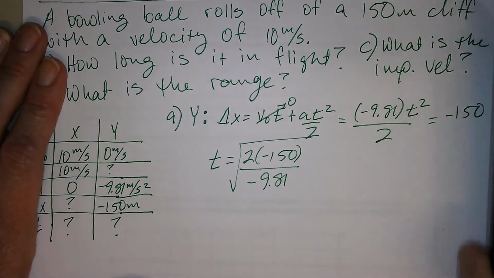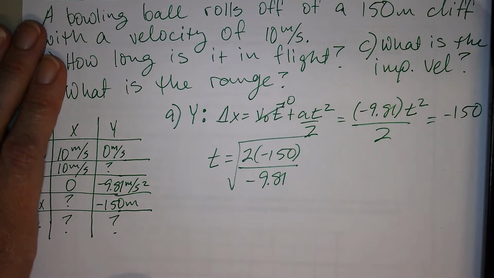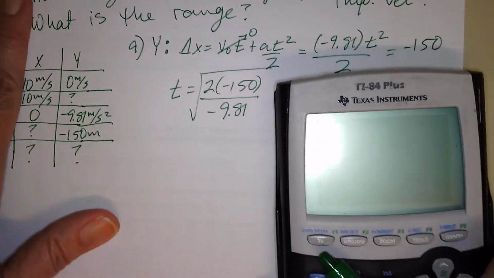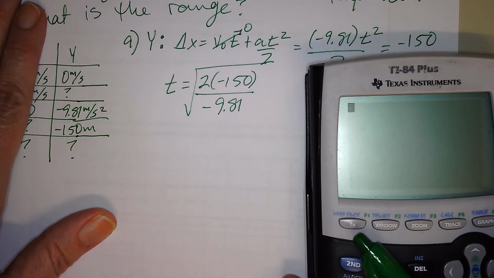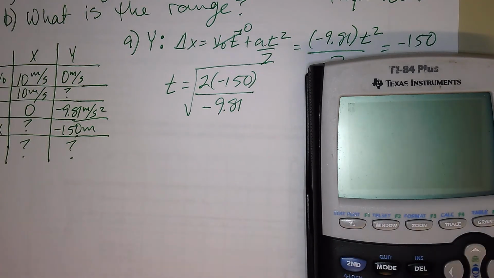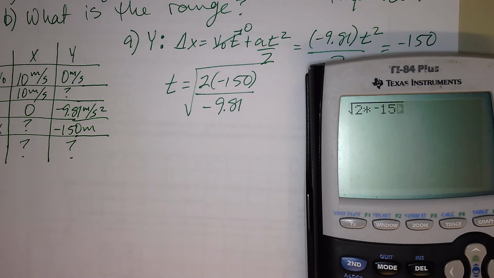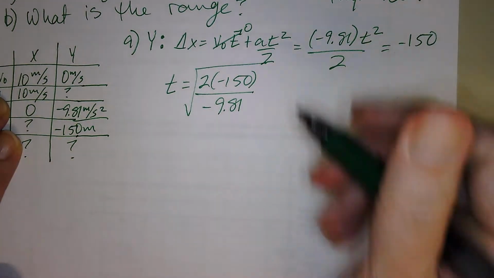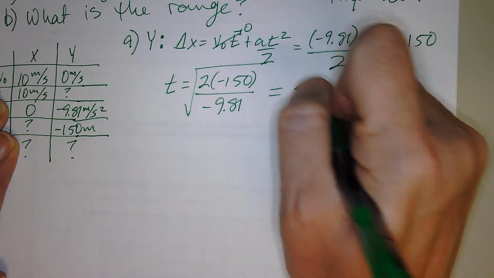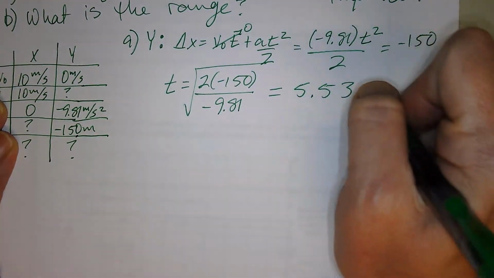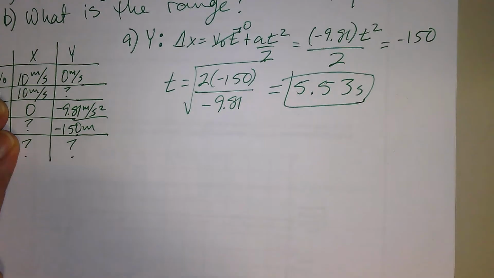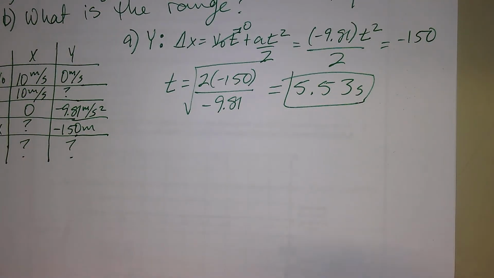Come here, calculator. Okay, so plug that in. And we get 5.53 seconds. So that's how long it falls. That's not too bad. So that's part A.